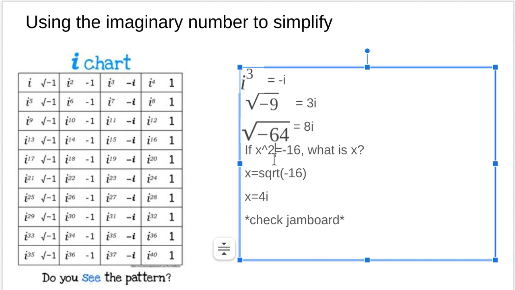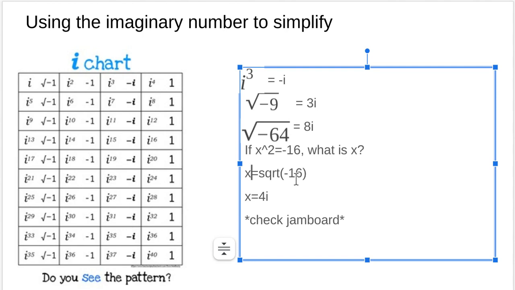This one's asking us if x squared is equal to -16, then what is x? If x squared is equal to -16, we're going to need to solve for x, as per the question. So to solve for x, we would take the square root of x squared, and that would leave us with x alone, and we would also take the square root of -16, because if you take the square root of one side, you're going to have to take the square root of the other. So x equals the square root of -16.